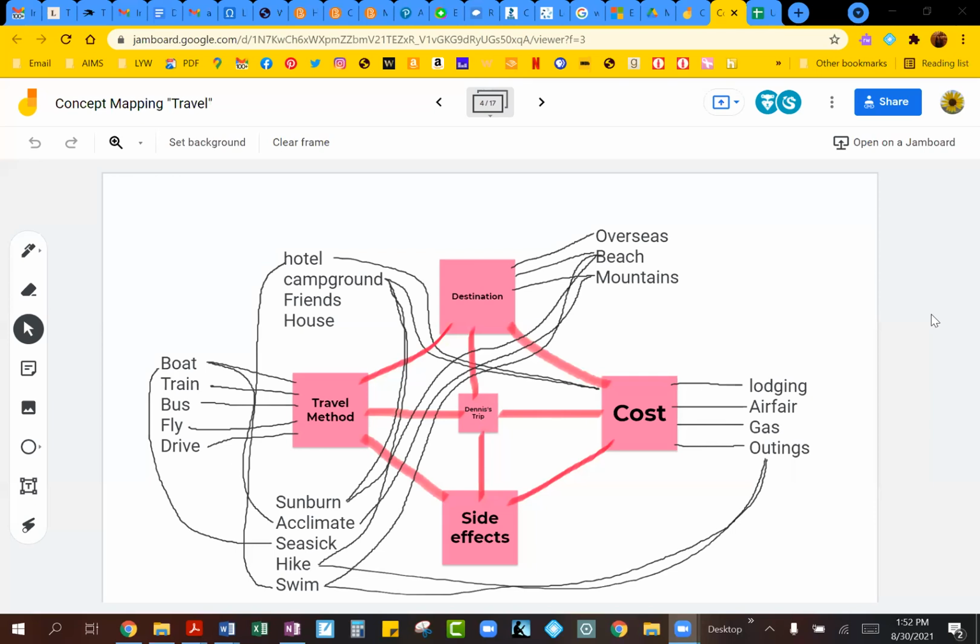Yeah, I missed getting my destinations, hotel, campgrounds linked to the lodging portion of it. I see. Okay, got it. And so you can just kind of see how Dennis did his concept map.